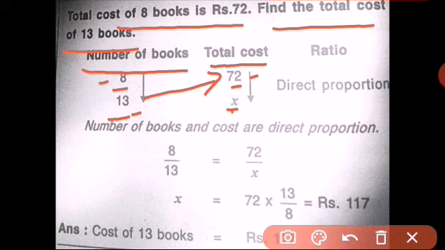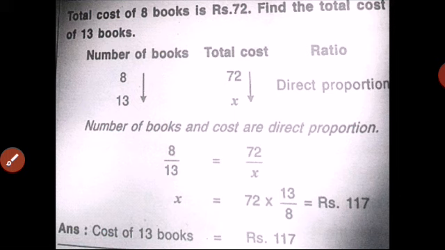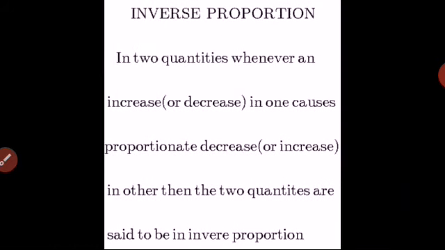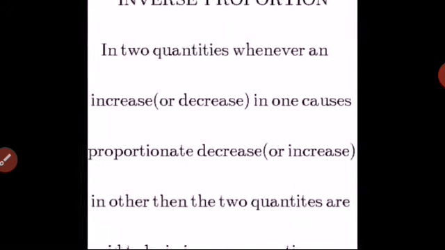That is 13 into 70. So 8 by 13 equal to 72: 8 books cost 72 rupees, 13 books cost x rupees. Then 13 into 72, this is cross multiplication. 13 into 72 divided by 8 will give you 107. This is how you solve a direct proportion problem. This is a simple problem. In future I will solve some difficult problems also.